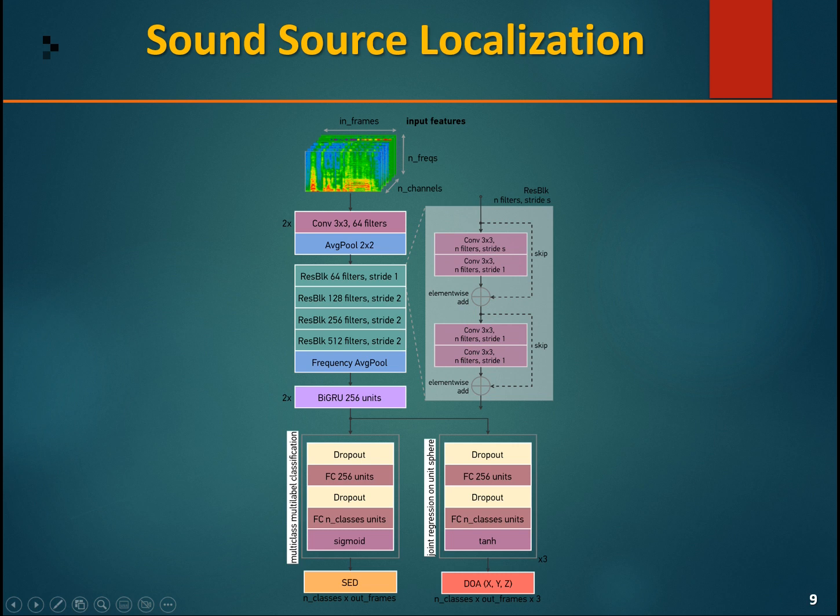Now moving on to sound source localization. For sound source localization, I looked to the DCASE 2021, where the third task is sound event localization and detection with directional interference. So it's basically to find the direction from which these different sounds come.